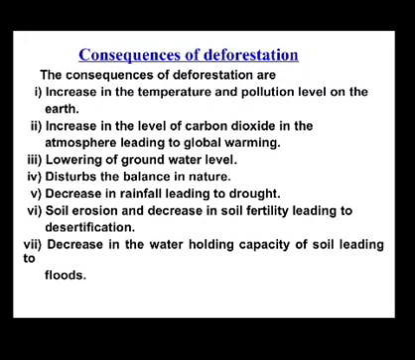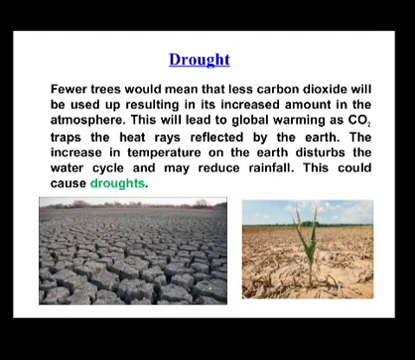Decrease in rainfall leading to drought. Soil erosion and decrease in soil fertility leading to desertification. Decrease in the water holding capacity of soil leading to floods. These are a few consequences which can be faced if deforestation is not stopped or if afforestation is not done well before. Now there were terms used, for example drought conditions and desertification.